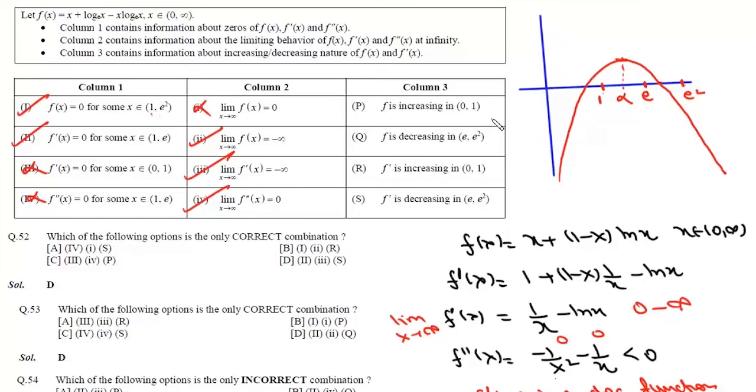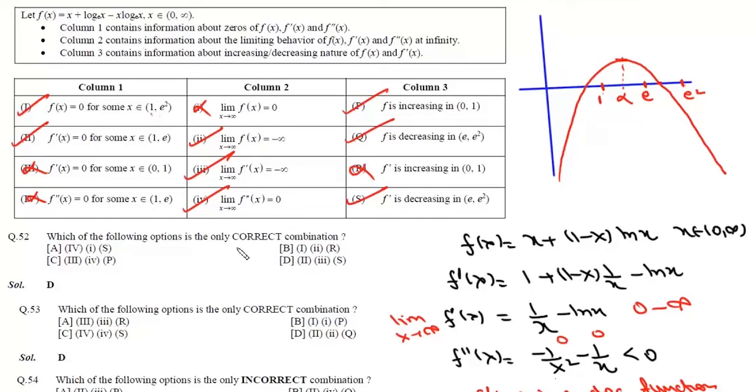Now f is increasing on 0 to 1, correct. Decreasing on e to e square, that's also correct. Now f'(x) is a decreasing function. So that means this statement s is correct. Now we need to choose the correct combinations.